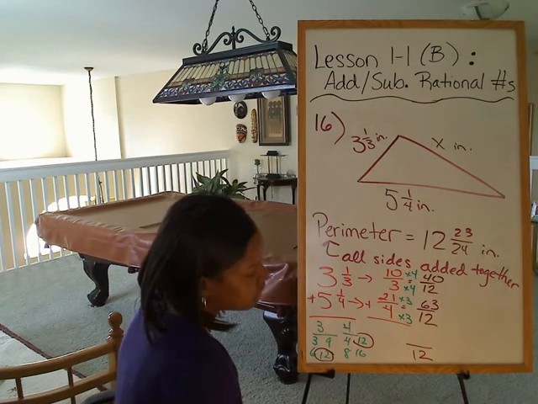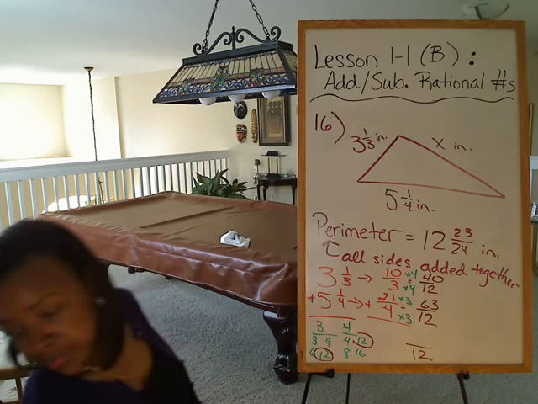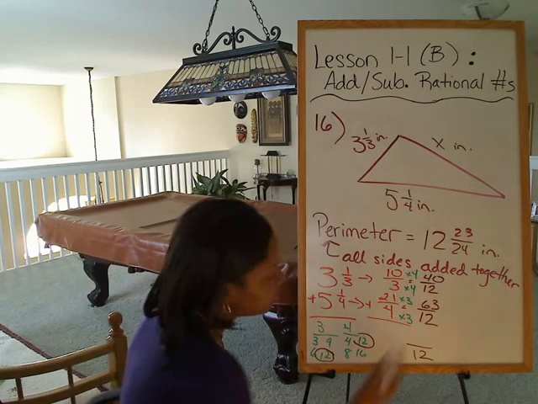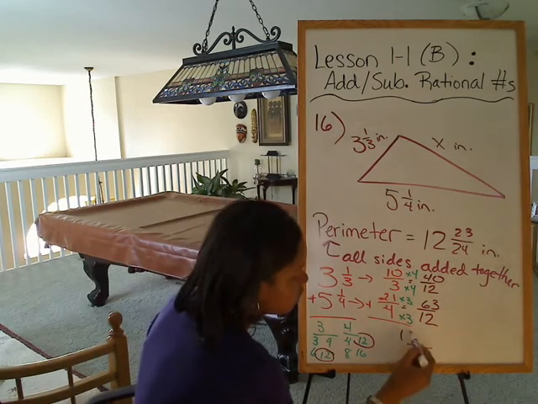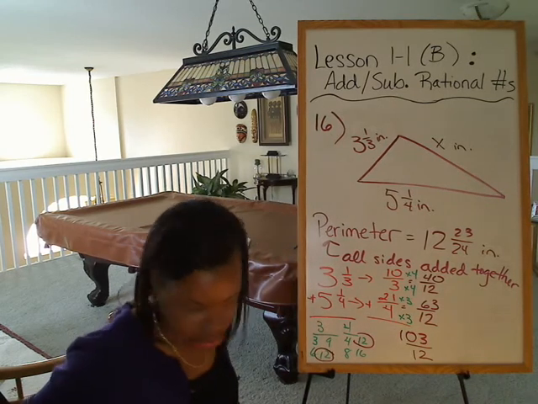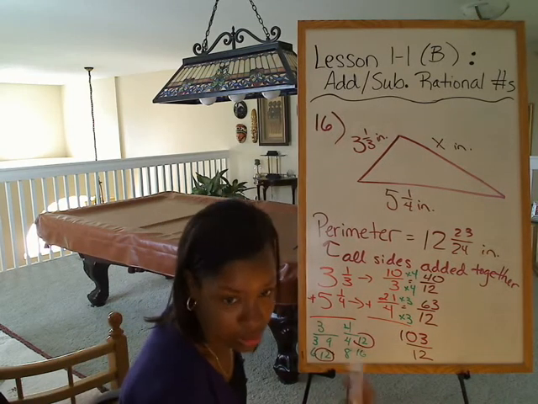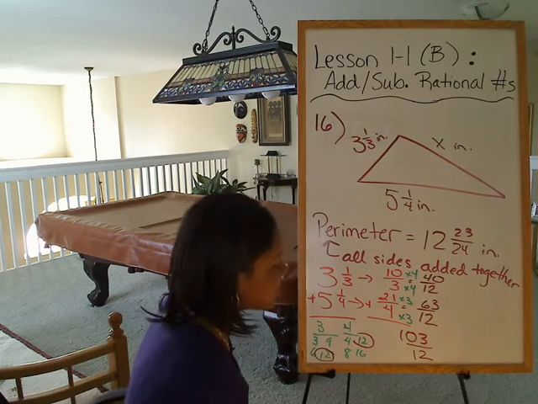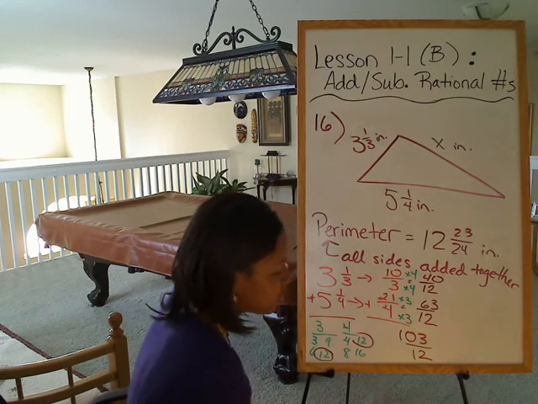And 40 plus 63, sorry about my phone ringing. 40 plus 63 is 103. I'm almost sure. I don't like to take chances after doing this much work because your brain starts to slow down. So I was right. 40 plus 63 is 103.